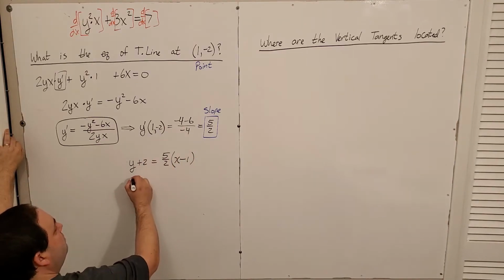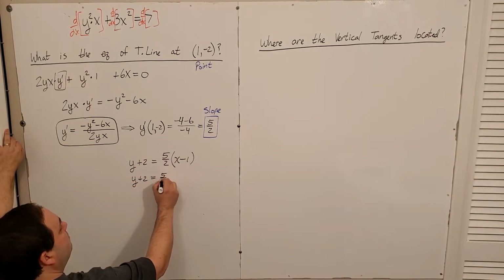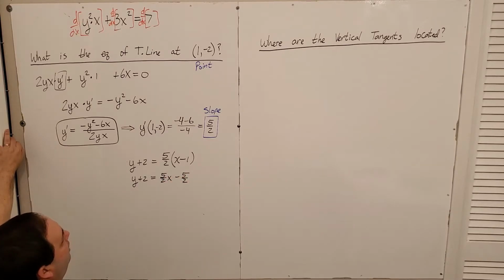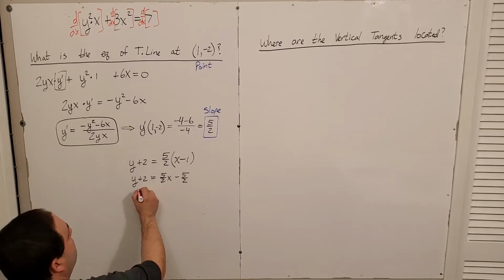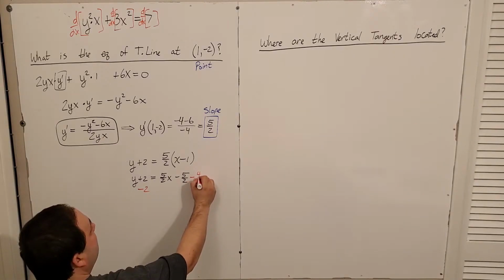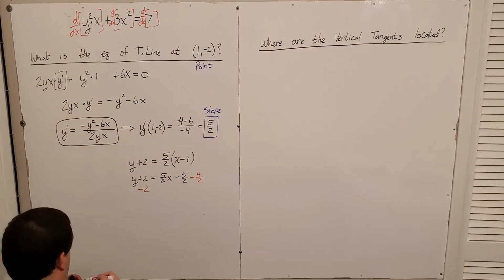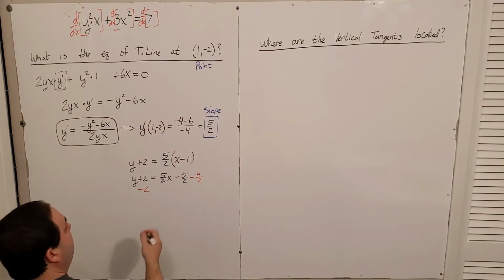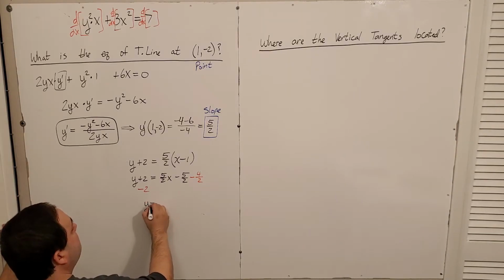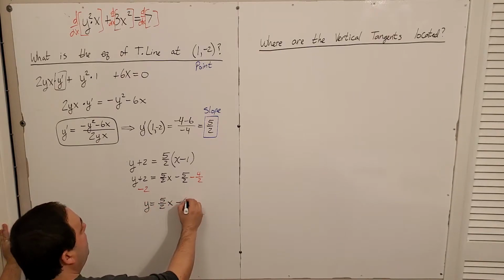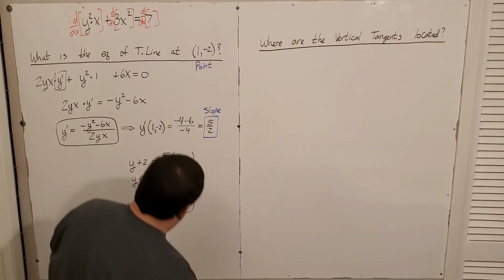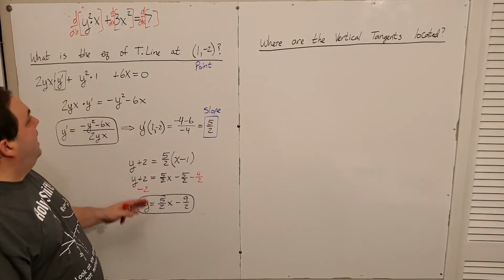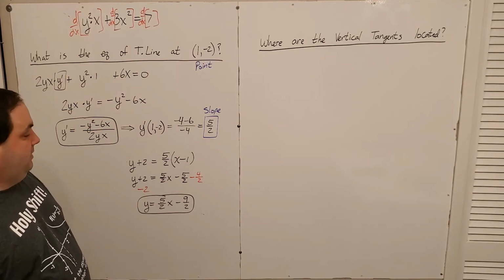I will distribute. I will then subtract 2. But of course, I want a common denominator on the right-hand side, so subtracting 2 is like subtracting 4 divided by 2. Okie dokie. And therefore, I have y is equal to 5 over 2 x minus 9 over 2. So there's the equation of the line tangent to this shape at that point.